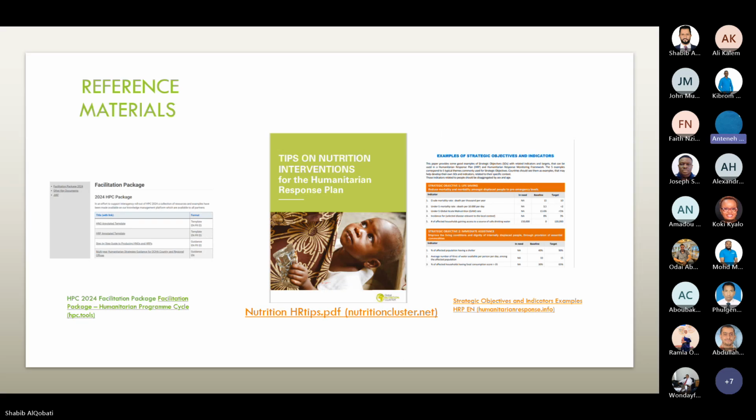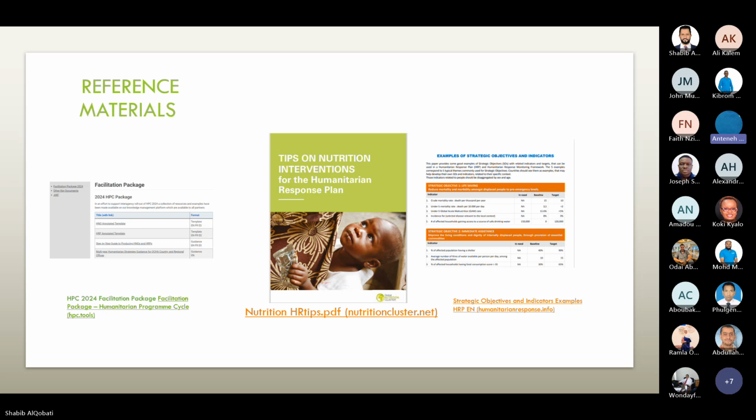In terms of references, these are the main references you should be using. In the HNO webinar, we talked about the HPC 2024 facilitation package. It is available if you click on this link, and we'll also put the link in the chat box. By the end of the webinar, we'll also be sharing the material, and you can find the link to the 2024 HPC facilitation package. It has both HNO and HRP materials at the intersectoral level.